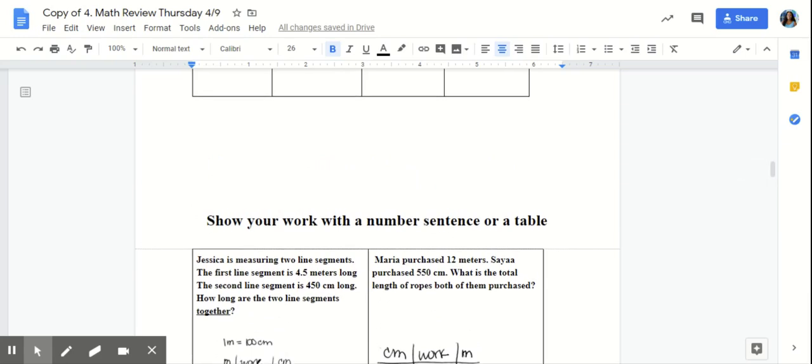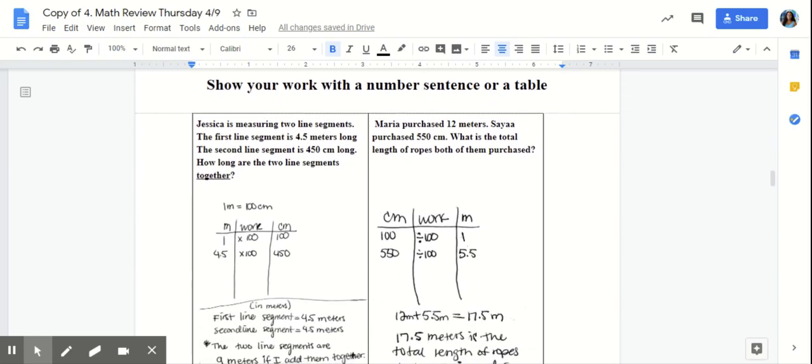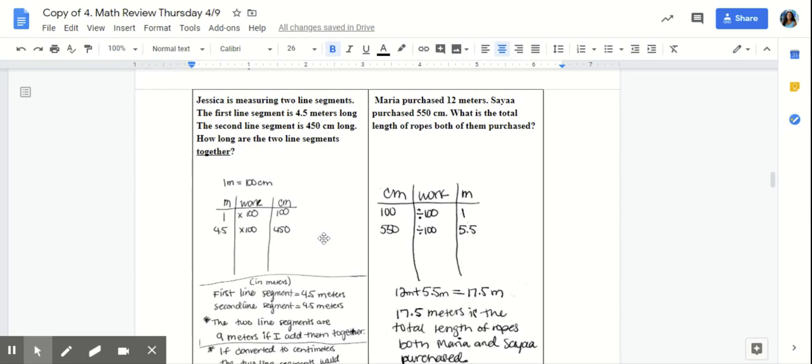Show your work with a number sentence or a table. Jessica is measuring 2 line segments. The first line segment is 4 and 4/10 meters long. The second line is 450 centimeters long. How long are the 2 line segments together? So we know that we can't add 2 unlike units, so we have to make sure that we are converting. Now it's up to you whether you decide to convert into meters or centimeters.